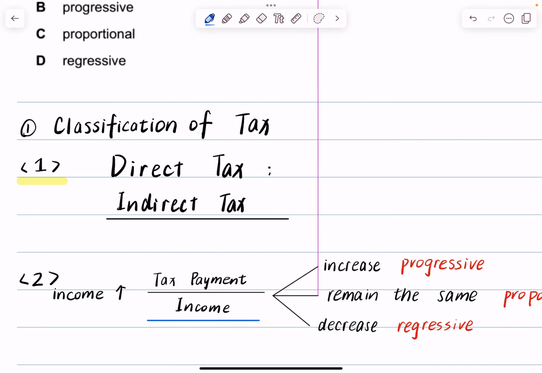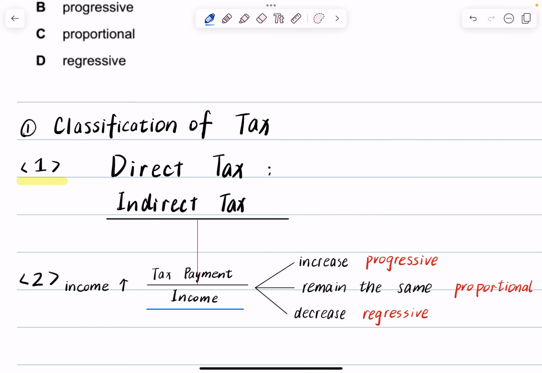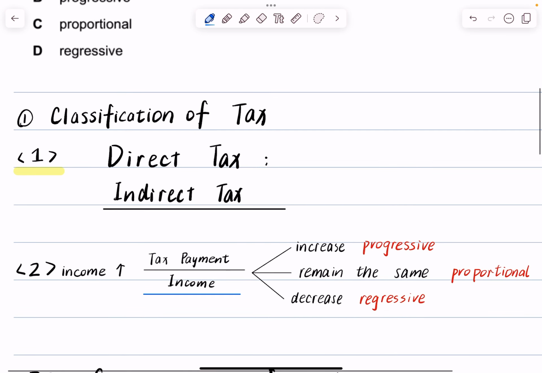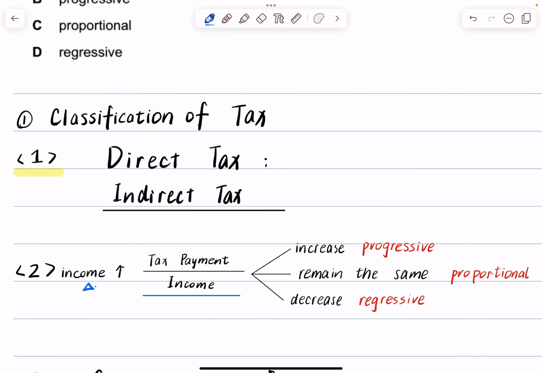And then, here's something I wrote by myself. We can record this basic knowledge. If income increases, what will be the change of tax payments divided by income? Firstly, if this fraction increases, then it is a progressive tax, and if it remains the same, then it is something called proportional tax. Something like this.